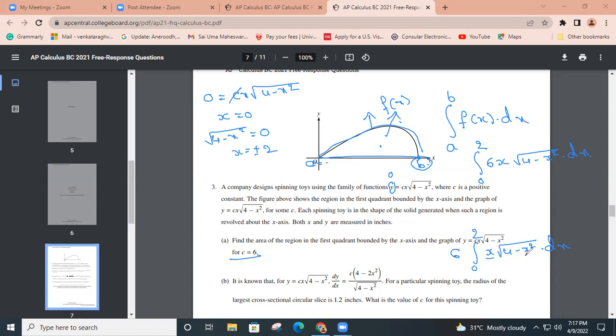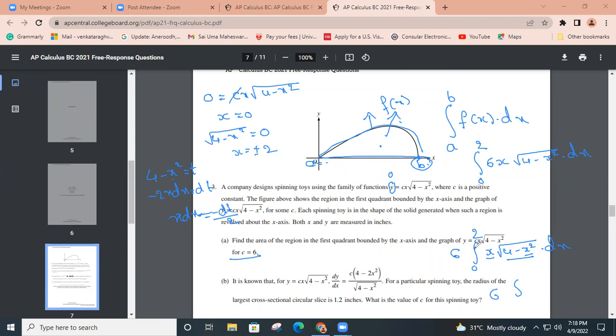I can see x, I can see x square here. So you take 4 minus x square as t. Minus 2x into dx is dt. So x dx can be written as minus dt by 2. 6 into, the limits also change. So when x is equal to 0, t is 4.